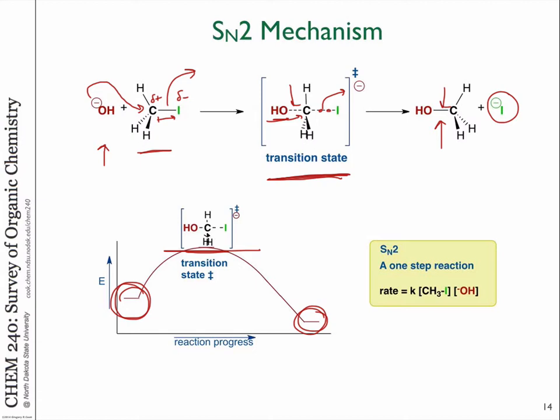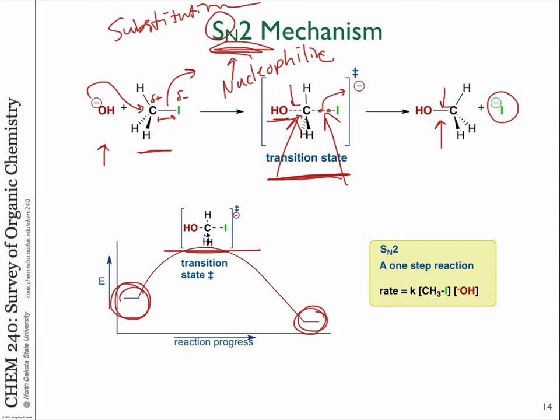You have simultaneous bond making and bond breaking for the changes that are happening as you go from the left to the right. This is what we refer to as a mechanism called SN2. So let me explain what that means. The S stands for substitution. So we're doing a substitution reaction. That's not so hard. The N stands for nucleophilic, because we're adding a nucleophile in the form of hydroxide to the carbon. So hopefully that makes sense.